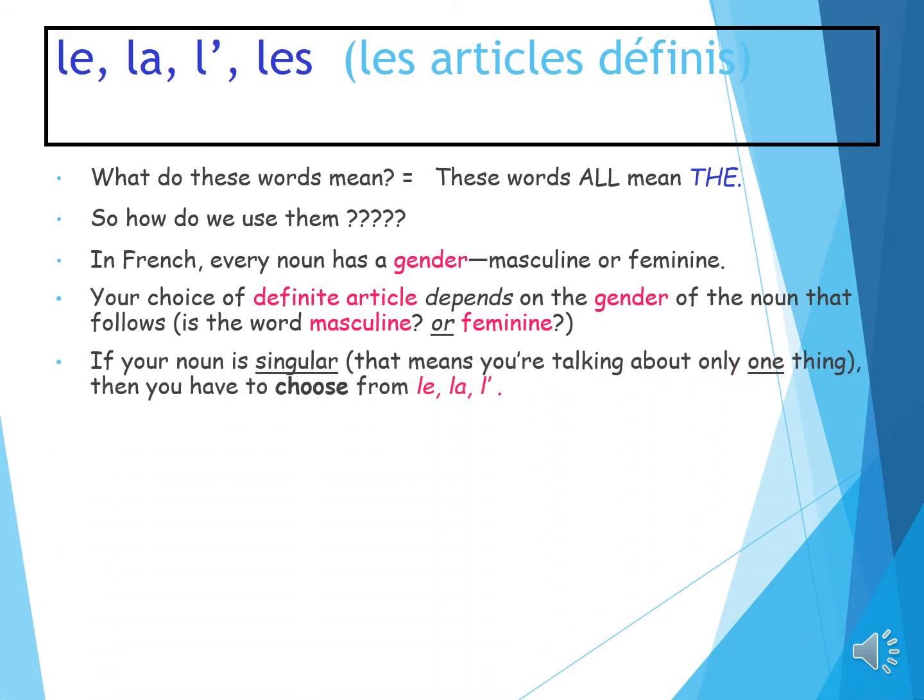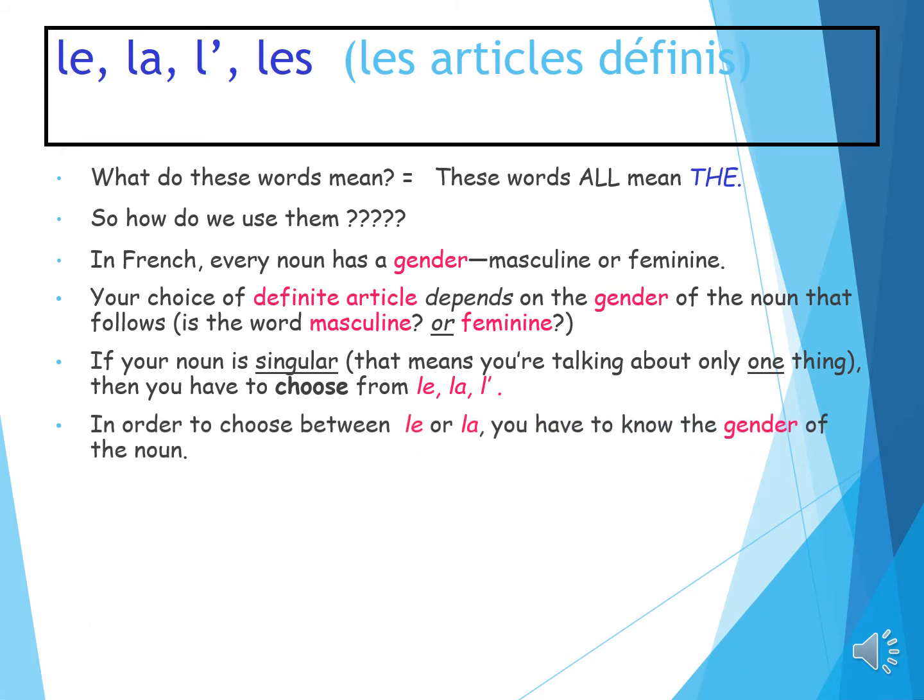If your noun is singular, that means you're talking about only one thing, then you have to choose from le, la, l'. In order to choose between le or la, you have to know the gender of the noun.